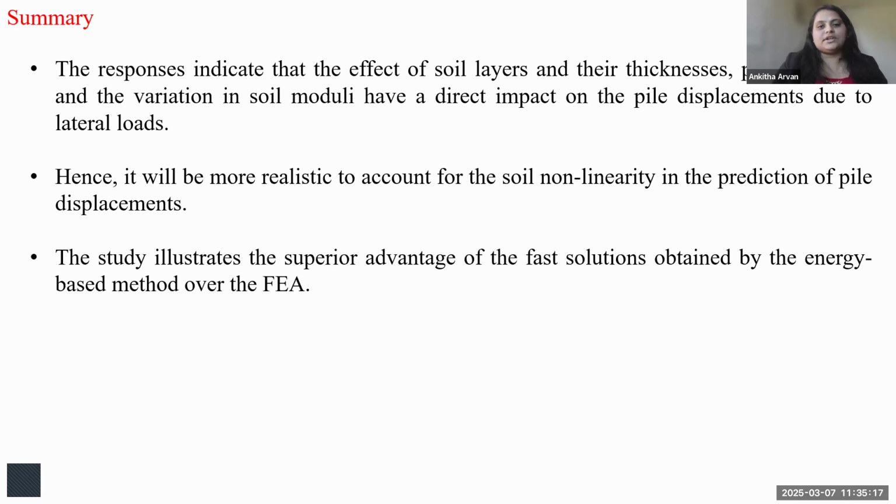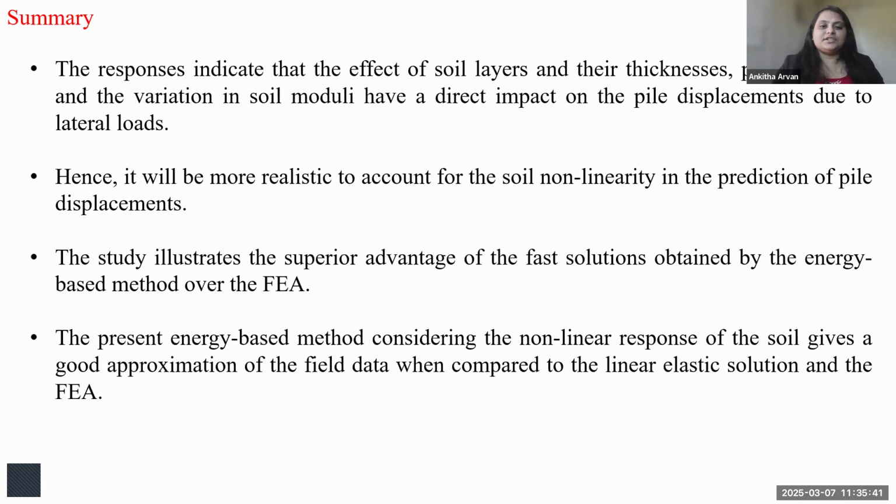The study also illustrates the superior advantage of fast solutions obtained by the energy-based method over FEA. When I was running the analysis through ANSYS, for example, it took a lot of time to capture the interface responses. But when we used MATLAB, it gave comparatively faster results.